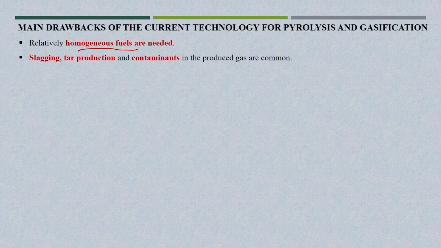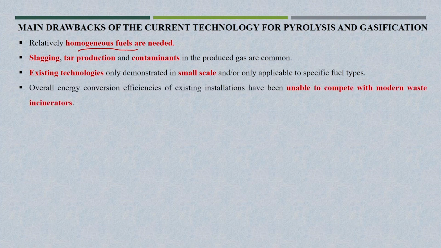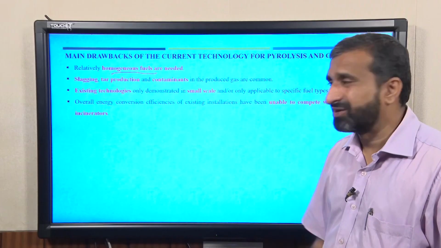So, in the slide I shared, gas is separate and solids are separate, but in the synthetic gas, tar or solids could also be present. Existing technology has only been demonstrated at small scale and is not applicable to specific fuel types. The overall energy conversion efficiency of existing installations has been unable to compete with modern waste incinerators. That is also one of the drawbacks, because we need a lot of literature so that we can compete with other incineration technologies.